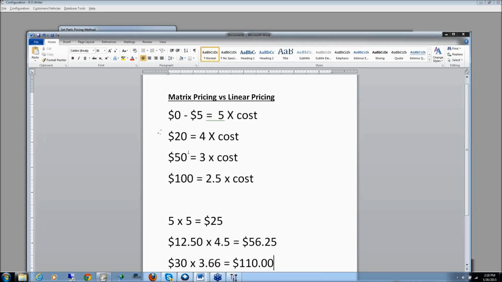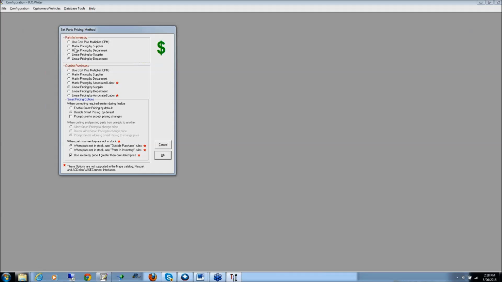So what linear pricing is intended to do is smooth out that line, meaning don't have these dramatic drops in profitability as we cross over from one point to the next. As we look at cost plus multiplier, matrix pricing, or linear pricing by supplier, linear is the most intelligent of the 3 in terms of the amount of math that it does, and so it then also smooths out that curve.